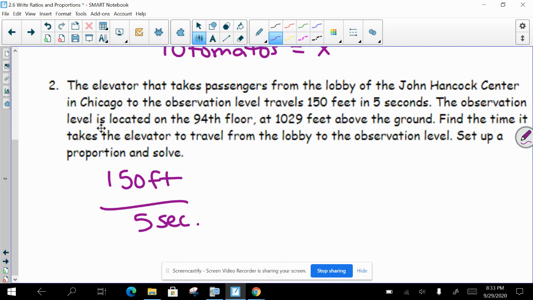The observation level is located on the 94th floor at 1,029 feet above the ground. Find the time it takes the elevator to travel from the lobby to the observation level. So this would be equal to the feet over time. So 1,029 feet over x seconds.